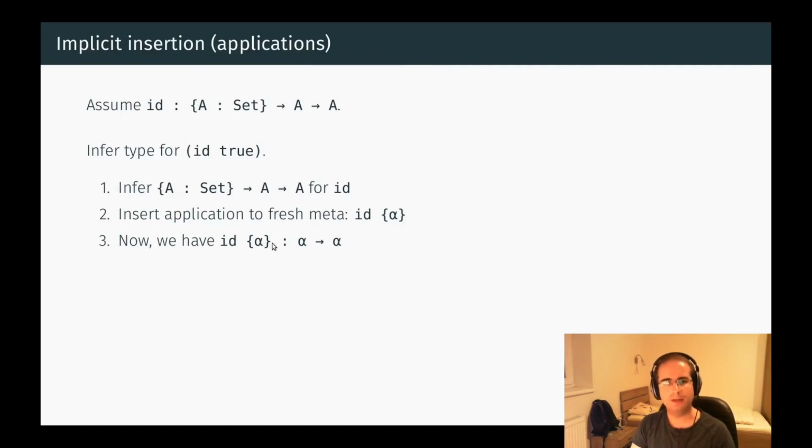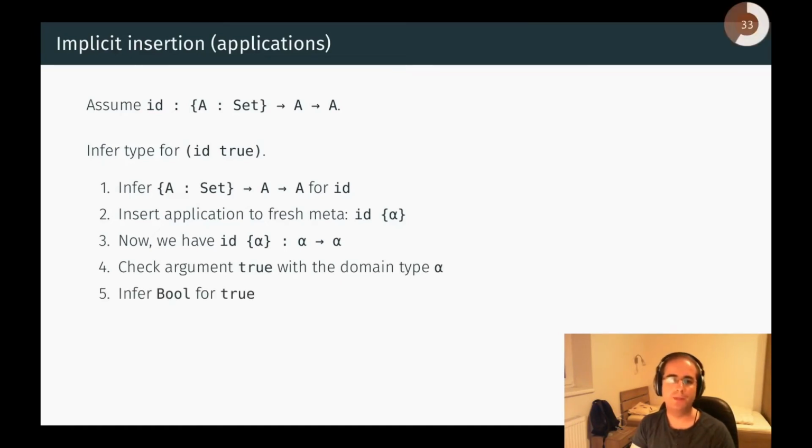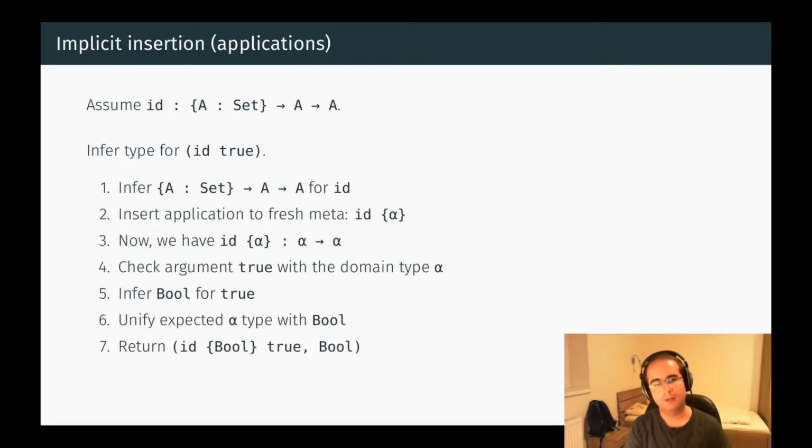What remains is to check the right subterm with the function domain type. Here we don't have any specific checking rule, so we change from checking to inference and infer type bool for true. Then we unify the expected alpha type with the inferred bool type. Now we can return the whole application as elaboration output together with the bool type. In general, whenever we have a bound or defined variable name with an implicit function type, when we use the name, implicit applications are inserted for the implicit arguments.